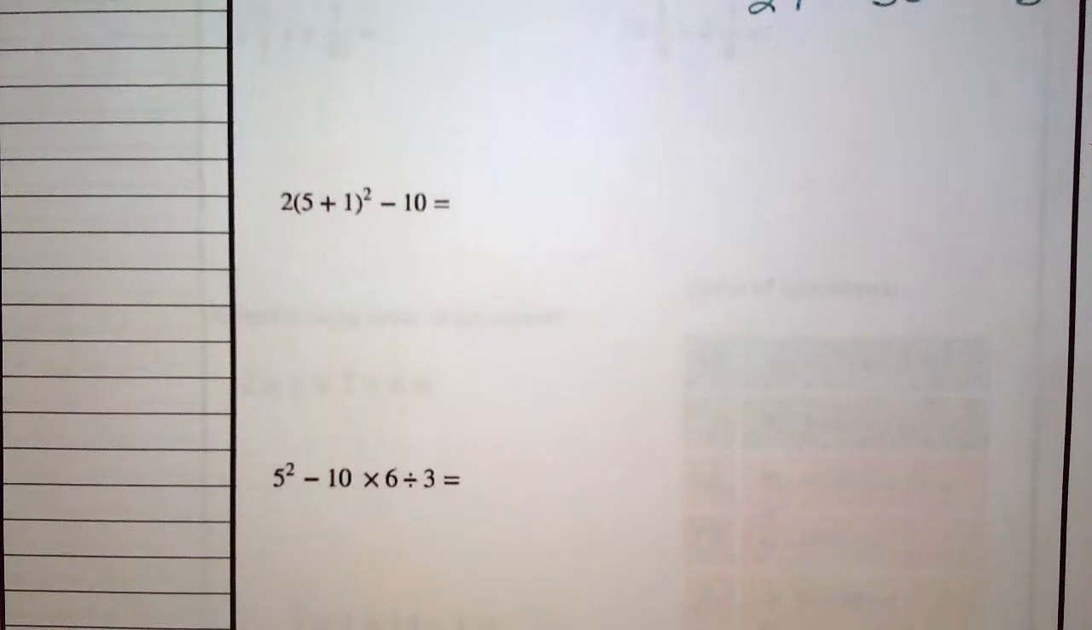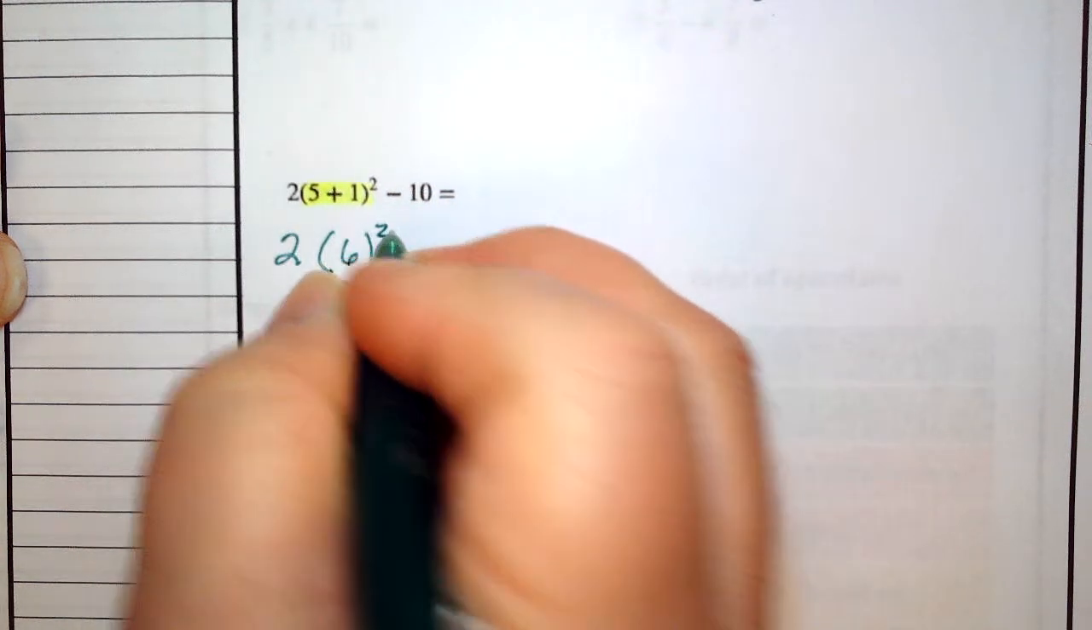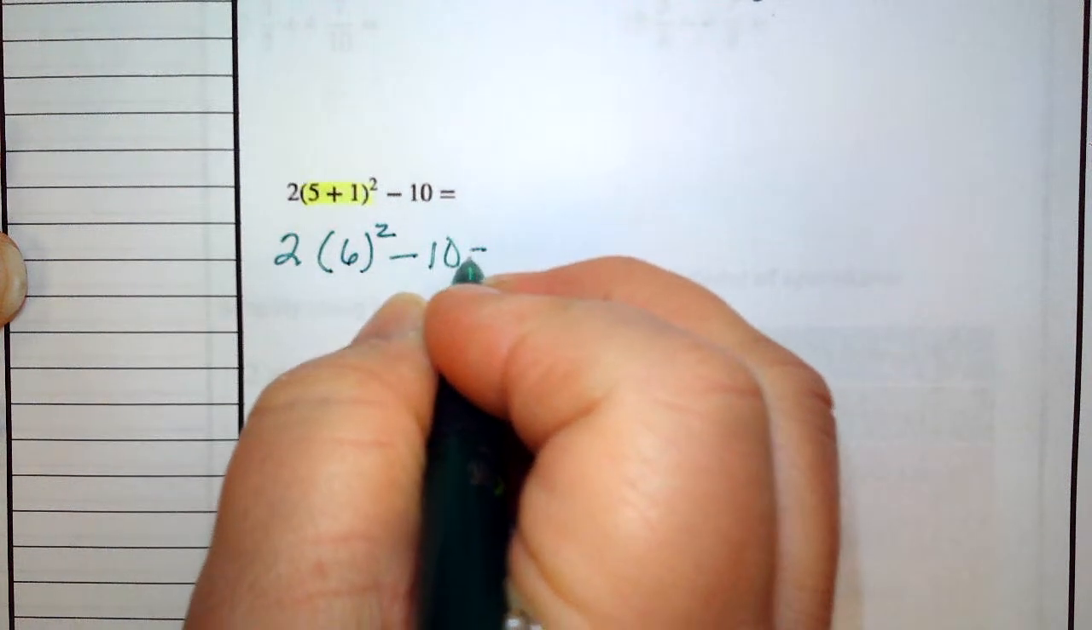Okay, for the next one, step 1, look for your parentheses. Are there any parentheses? Yes, I have parentheses. That's what I have to do first. 2, and then in parentheses, 5 plus 1 is 6, squared minus 10. Okay, I've still got parentheses, but there's nothing I can simplify inside of them. So I'm done with my parentheses.